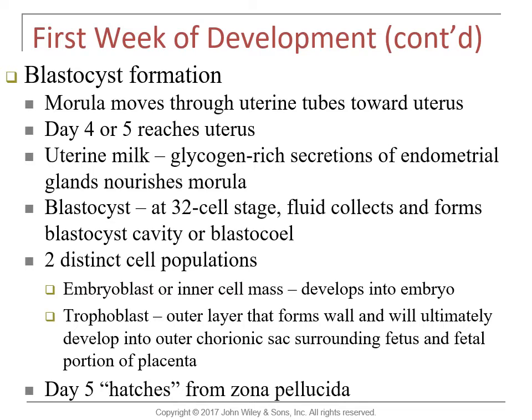Around the 5th day after fertilization, the blastocyst hatches from the zona pellucida by digesting a hole in it with an enzyme and then squeezing through the hole. This shedding of the zona pellucida is necessary in order to permit the next step, which is the implantation, or the attachment into the vascular, glandular, endometrial lining of the uterus.